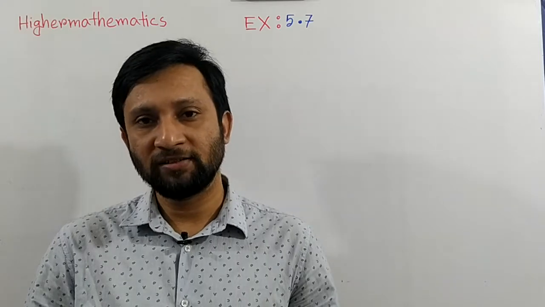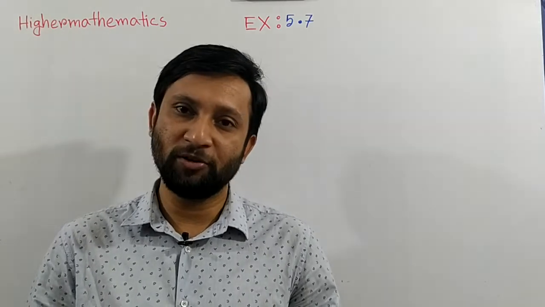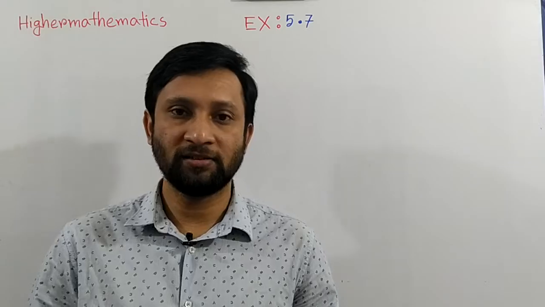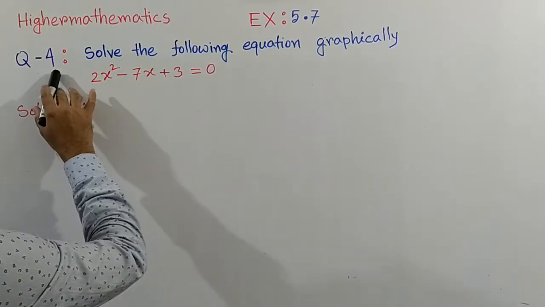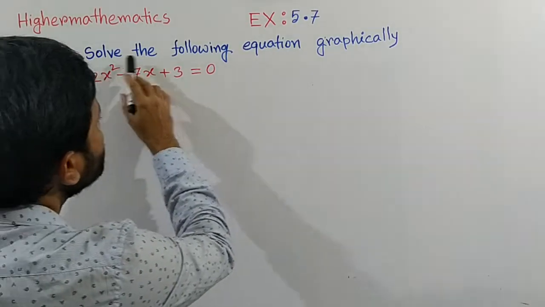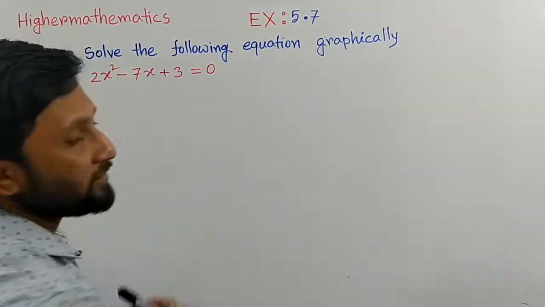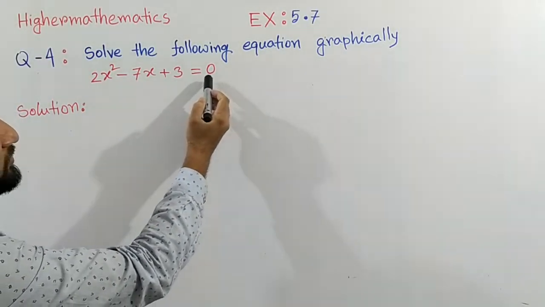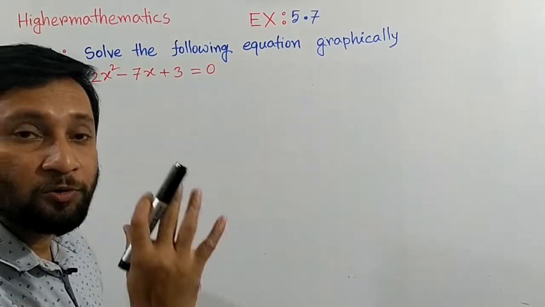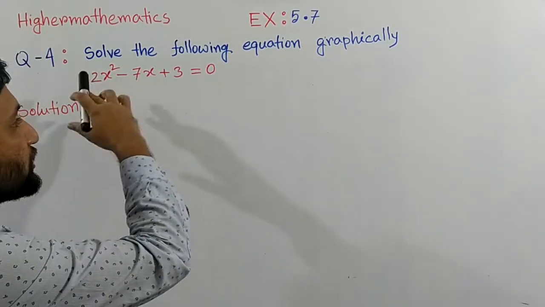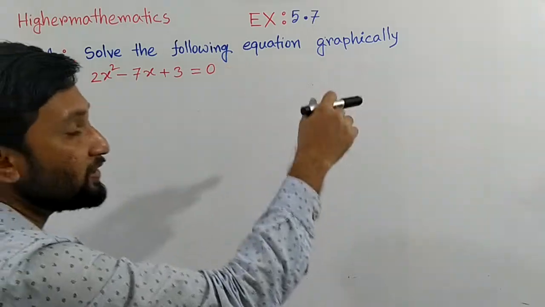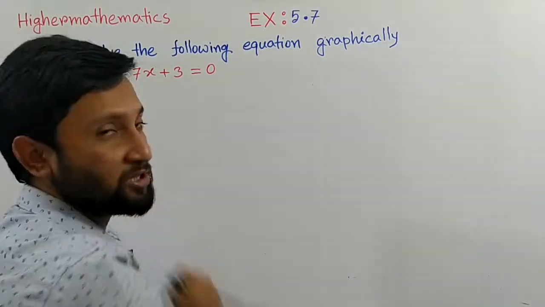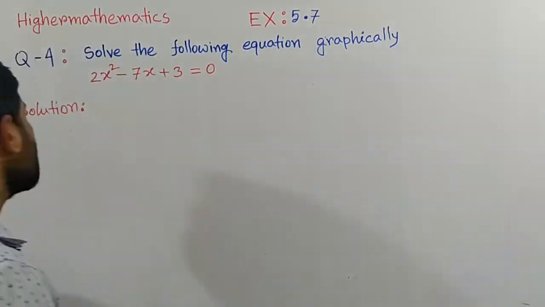Today I am going to discuss Higher Mathematics exercise 5.7. Let's start. Question number 4. The question is, solve the following equation graphically. The equation is 2x² − 7x + 3 = 0. That means we have to identify the solution or show the solution graphically by using this equation. Now follow the solution process.